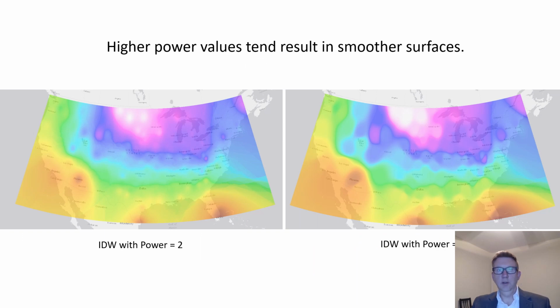So by that token, higher power values tend to result in smoother surfaces. Essentially, you're reducing the impact of local variation a little bit. You're smoothing things out. It's more like a moving average. As you get to an exponent of 0, then the distance effectively drops off linearly.